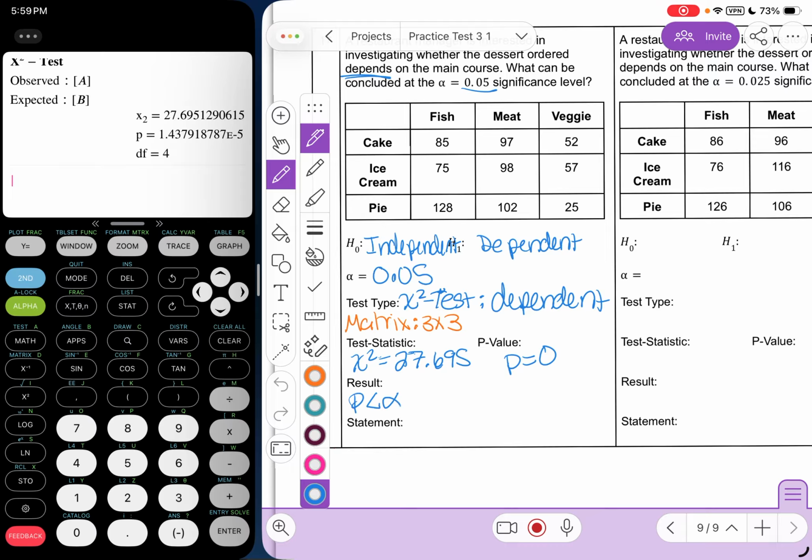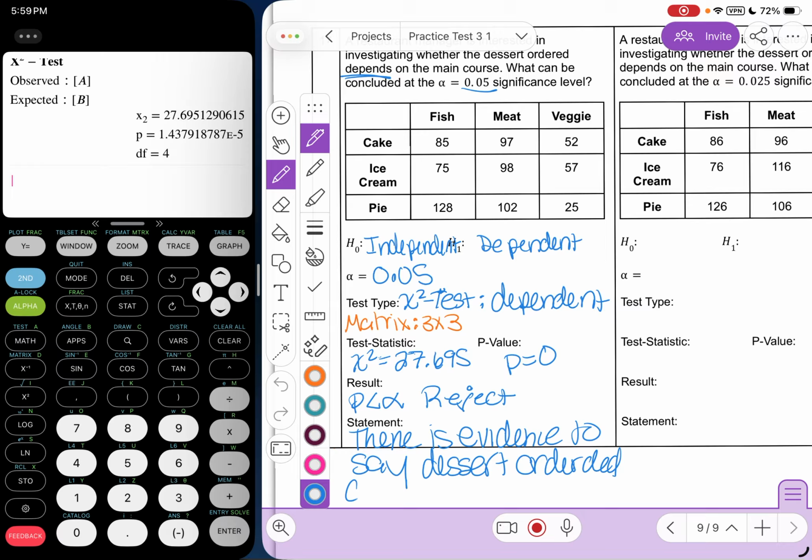P is less than alpha, so we reject, which means there is evidence to say dessert ordered depends on the main course.